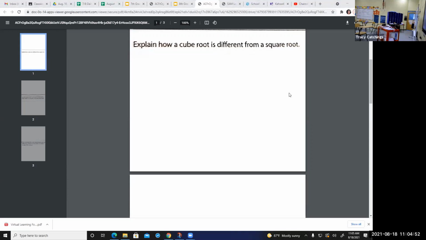How is a cube root? I think we kind of missed that, Creighton.